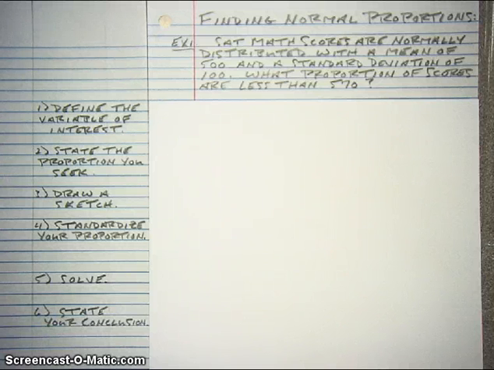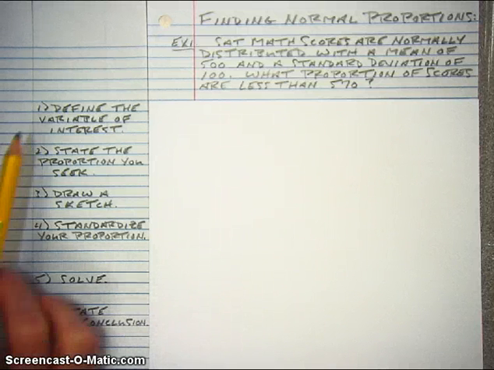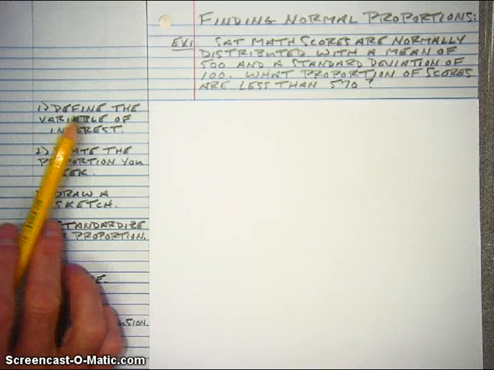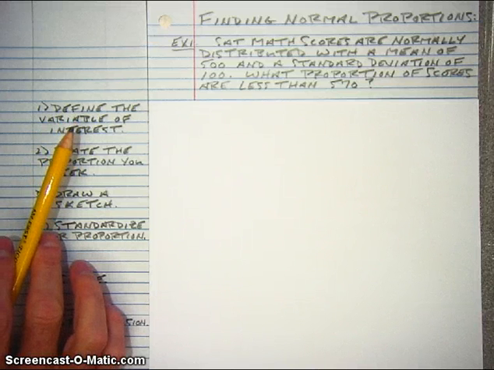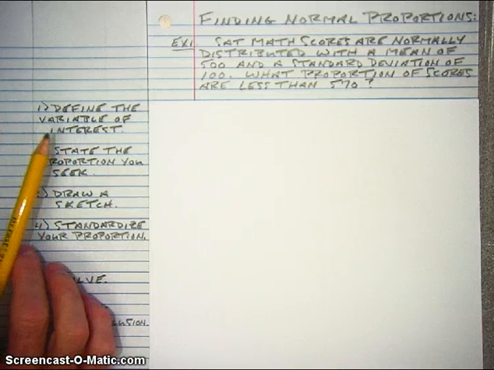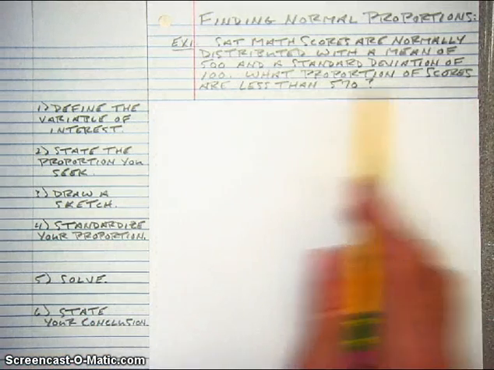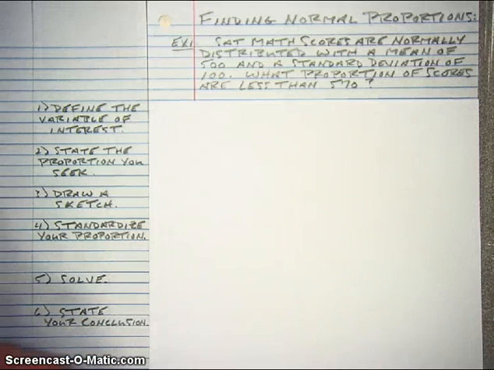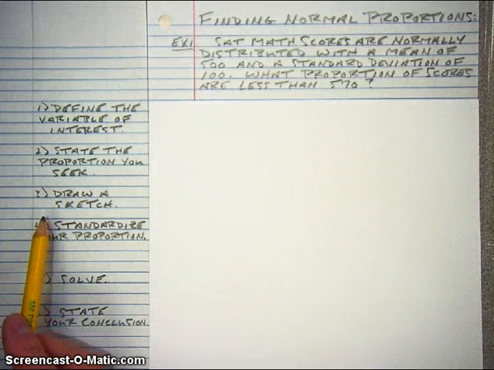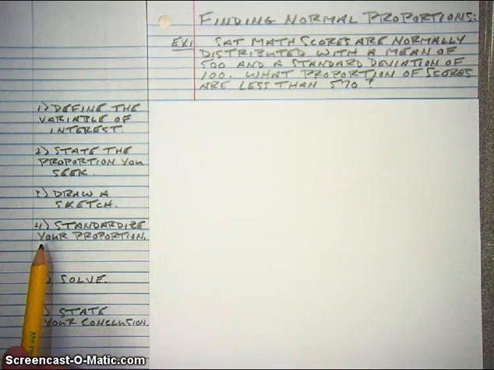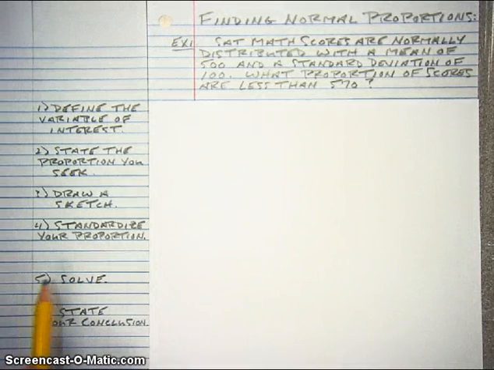When you're answering a question like this, there's a sequence you could follow. Define the variable of interest. If you want to use a variable, which you definitely do in situations like this, you have to define what the variable is. Then state the proportion you're seeking. It's basically a mathematical translation of that question. And then you draw a sketch that indicates that proportion under a normal curve. You standardize your proportion. Just change your variable into a z and change your boundary value into a z-score, and then you solve using your calculator or a table, and then state your conclusion in context in a complete sentence.